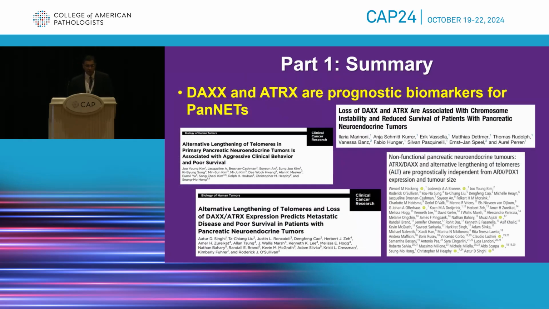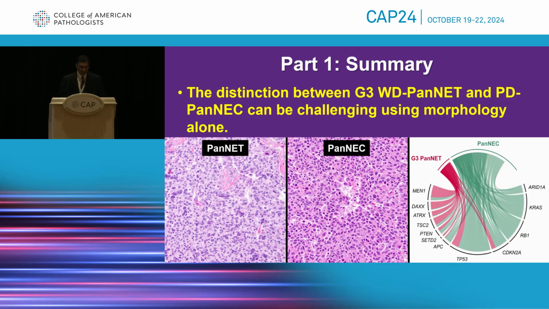I would underscore also that DAXX and ATRX as prognostic biomarkers will hopefully supplant Ki-67, at least in the preoperative setting, not in the postoperative setting, but it's going to be very important to have those online. You already have ATRX if you're doing gliomas in your lab, or at least in a sister lab. That will be helpful, and eventually DAXX will follow as well.